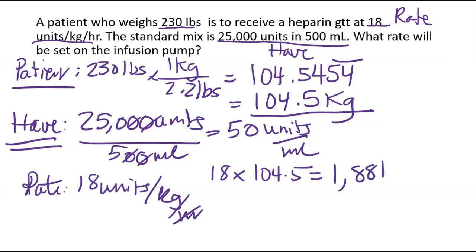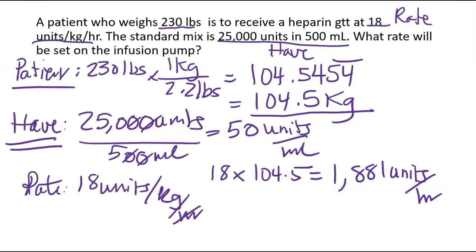Units can be crazy, you guys. This is how it is. They're in the thousands a lot of times. So that's units. Okay, 18 units per kilogram. That's how many units we're giving per hour. Okay, so units per kilogram per hour. That's the answer. So what's the rate we want to give it on?